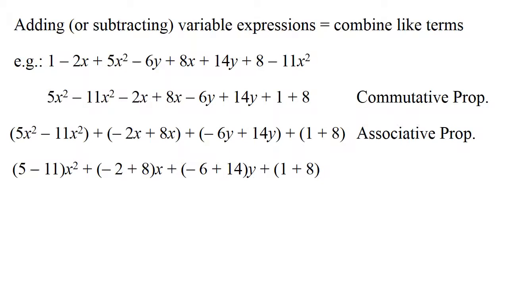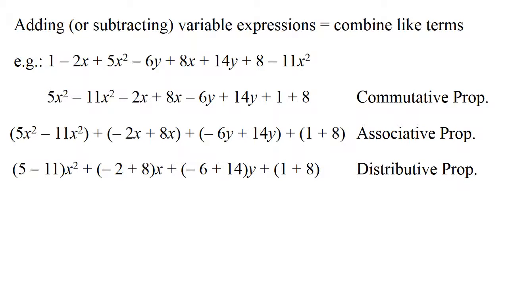And then what I can do is I can get those x squareds out, so I'm only dealing with 5 and negative 11, get the x out, negative 2 and 8, get the y out, negative 6 and 14, and again 1 and 8. Now why is that? Well, this is actually the distributive property in reverse. You can think of this as that right-hand distribution. We said that if you're adding and then you're going to multiply, you can multiply each one individually instead and then add. Well, I'm just doing that in reverse, saying if I'm multiplying first and adding, I could actually add first and then multiply.